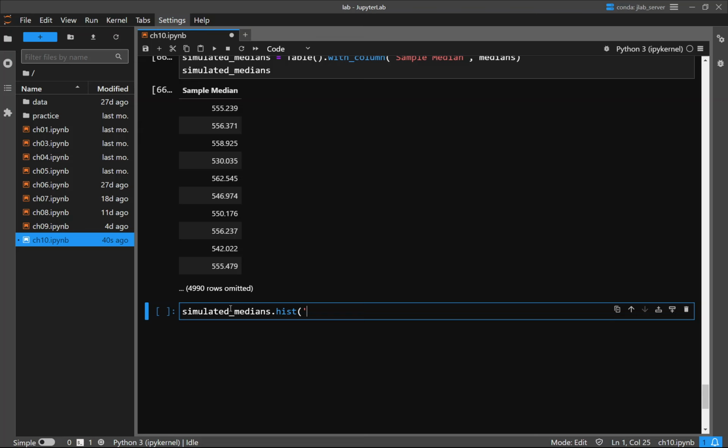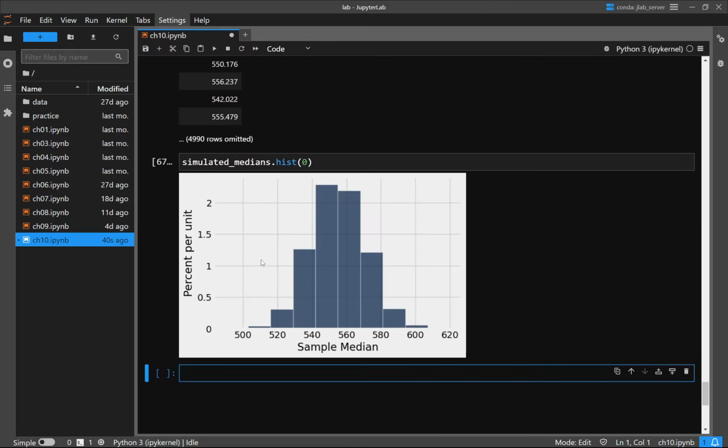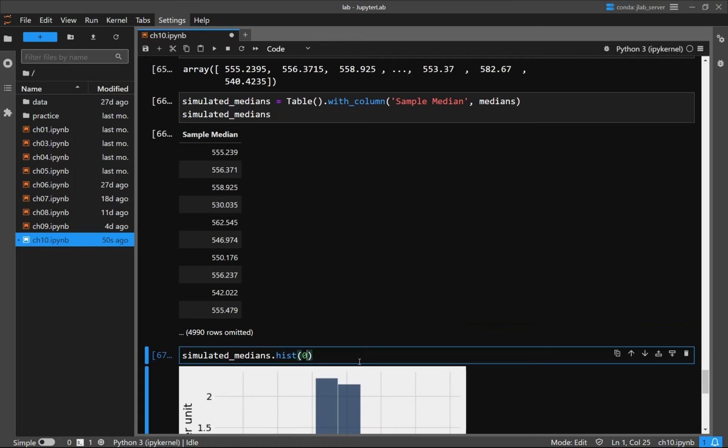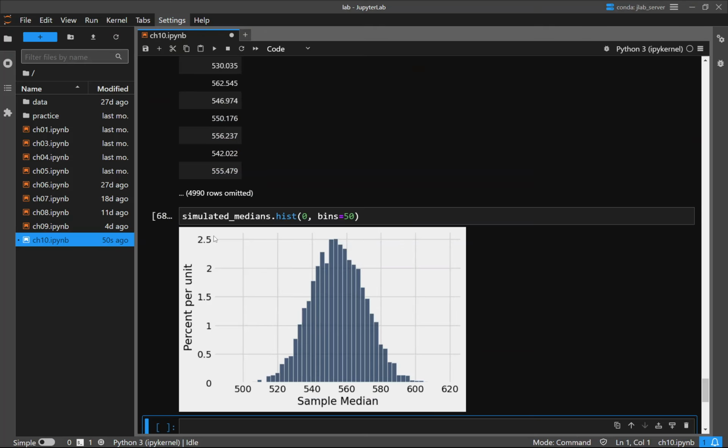But honestly, there's only one thing. So I can say, I guess it's fine. Let's say column 0. And you get the default 10, which is not really good enough. Let's make a histogram just with the default begin and end, but let's have it do 50 bins total. And that's kind of neat.